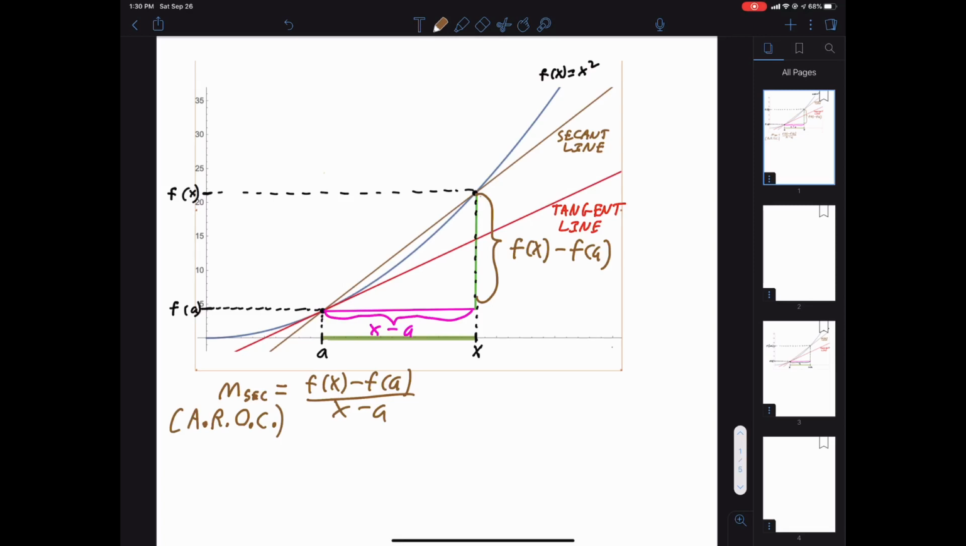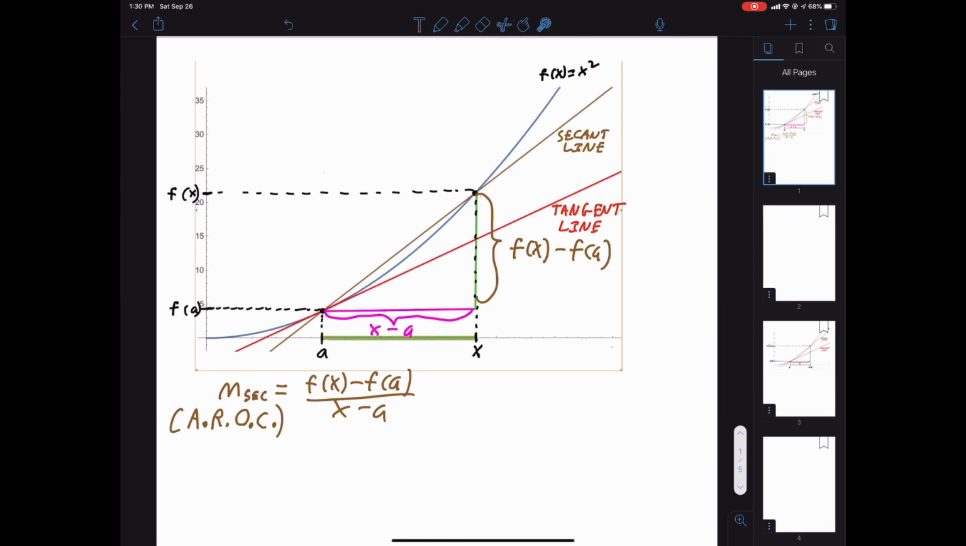Oh, also, in the last section, we called this the average rate of change. You have to know the slope of the secant line is also the average rate of change. And we said f of b minus f of a over b minus a. This is f of x minus f of a over x minus a. The variables don't matter. I can call it a and b, a and x. You need to get comfortable with different ones.